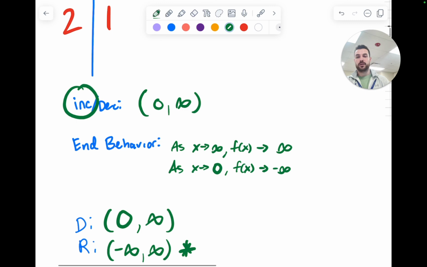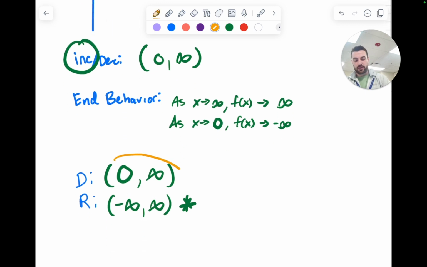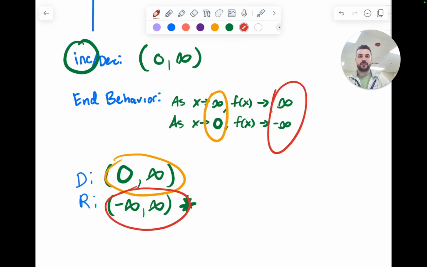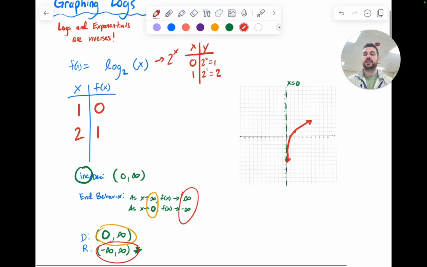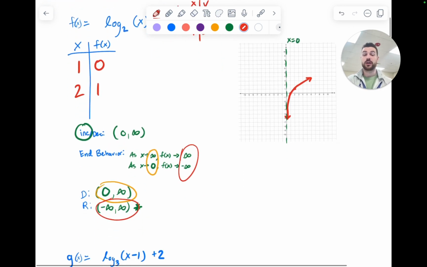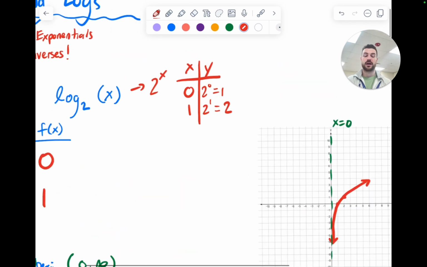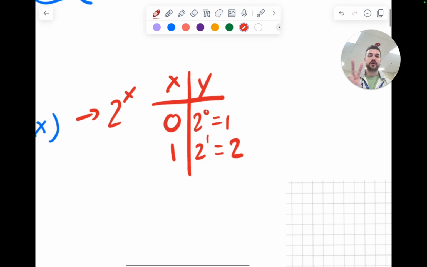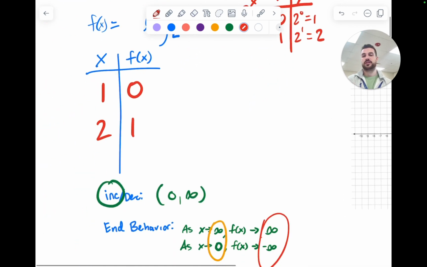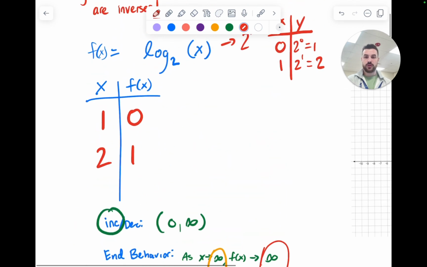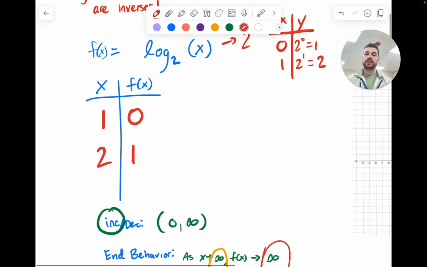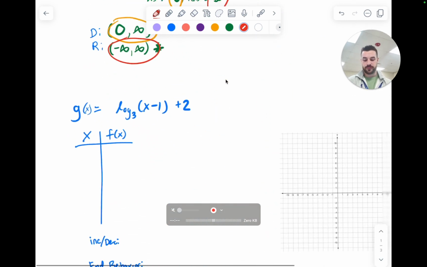Now what you might notice is we have our domain, and then we have our range. Again, that's very similar to what we had for our exponential functions. So this is essentially all we have to do when we are graphing logs. We start with our inverse exponential, we flip the x and the y values, and we get our table here. Now, if we wanted to, we could apply our transformations, but this one doesn't have any, so let's take a look at our next example.